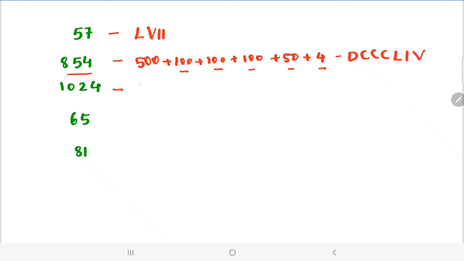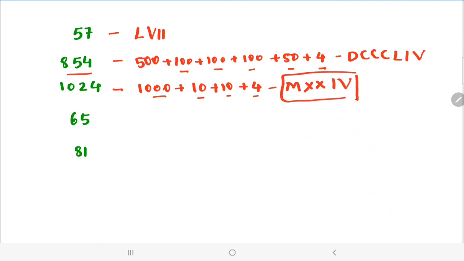So we can write 1024 as 1000 plus 20. Okay, 1000 plus 10 plus 10 plus 4. You can write this as 1000 means M, 10 means X, 10 means X, 4 is written like this in Roman numbers. So this is how you will write 1024 in Roman numbers.